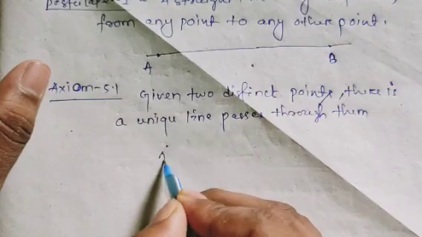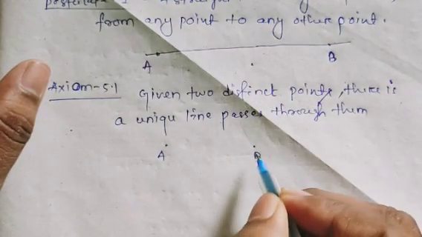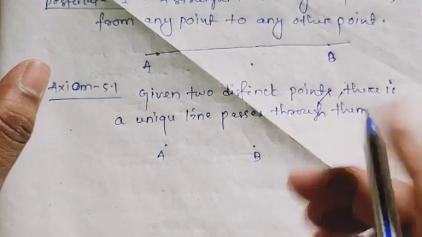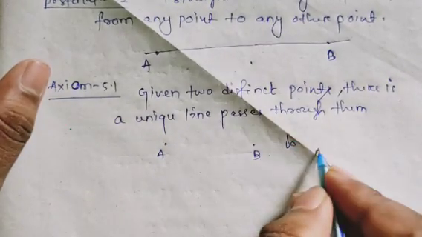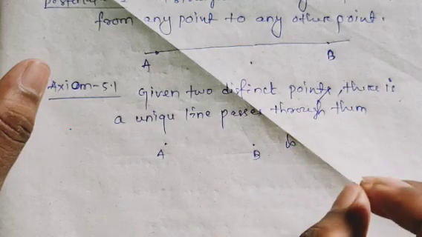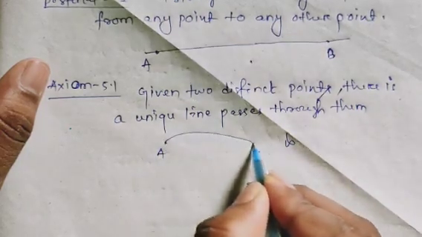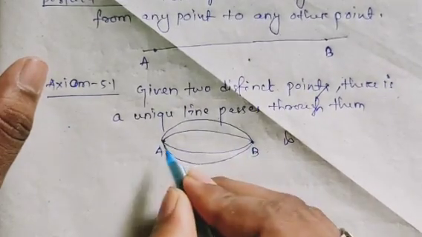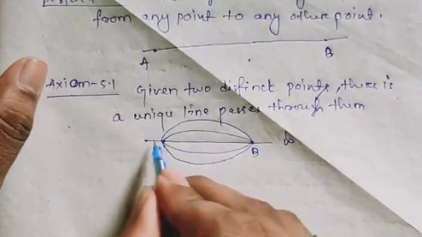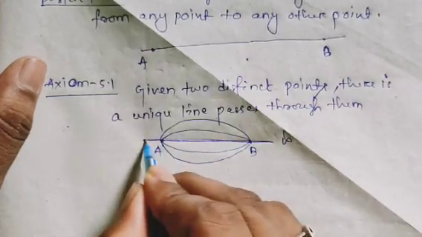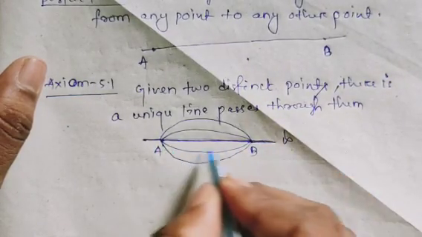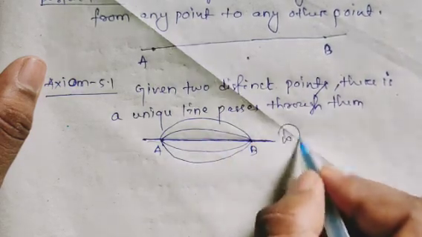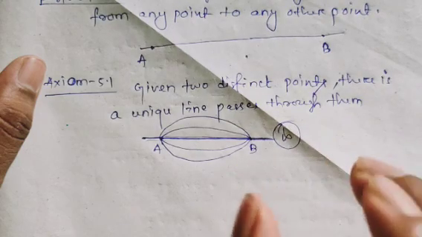Listen, if A is a point and B is another point, we can draw infinite numbers of lines from these two points. Not only straight lines, lines can be drawn from here to here. These are also lines, curved lines, right? But there is a unique line, that means this unique line is a straight line. There is always a unique line passing through these points. Okay, so this is the unique line. A thousand means infinite numbers of lines.